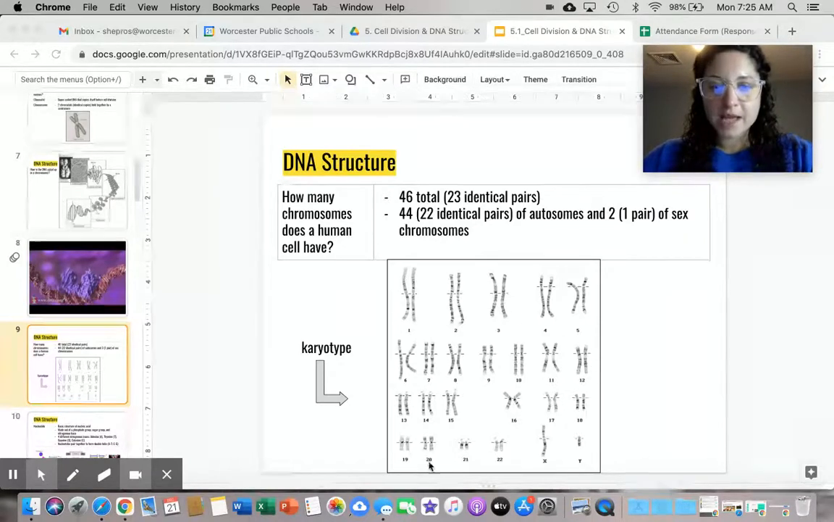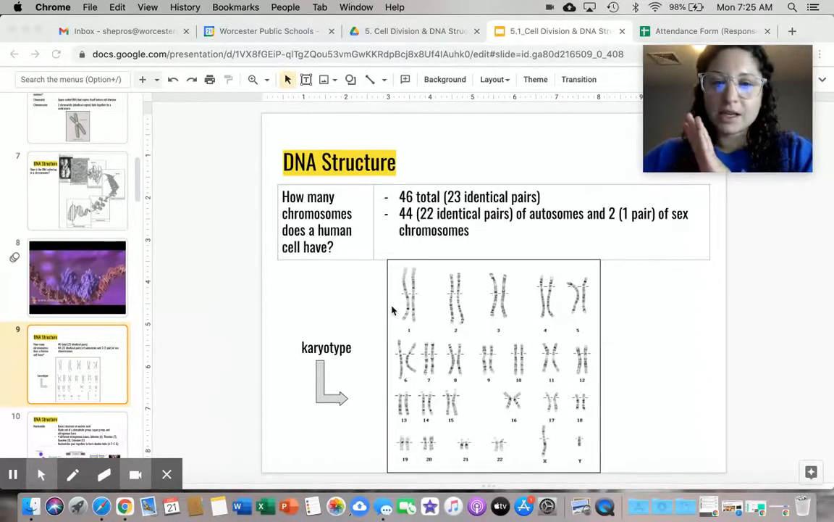Looking at this image right here, this is called a karyotype. When we display all of someone's chromatids and we match them up like this, this is called a karyotype. So according to this karyotype, we are looking at the DNA of a biological male because there's 1 X chromatid and 1 Y chromatid.